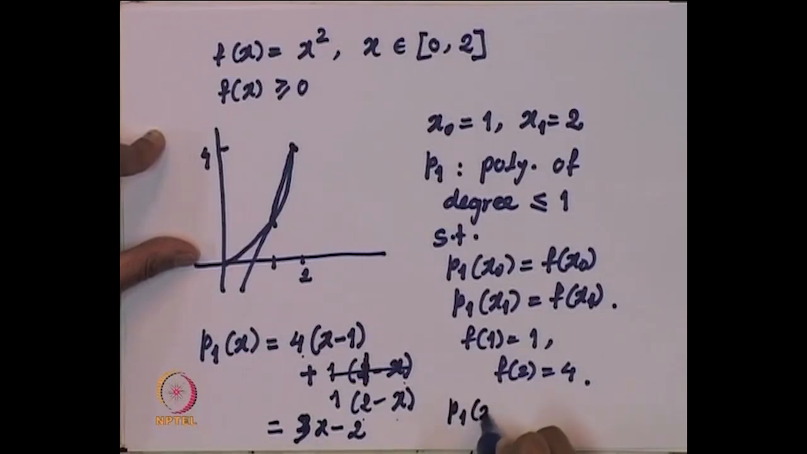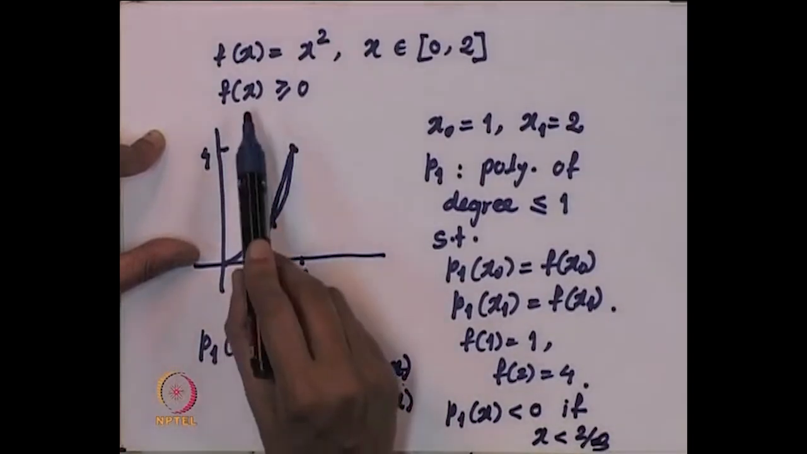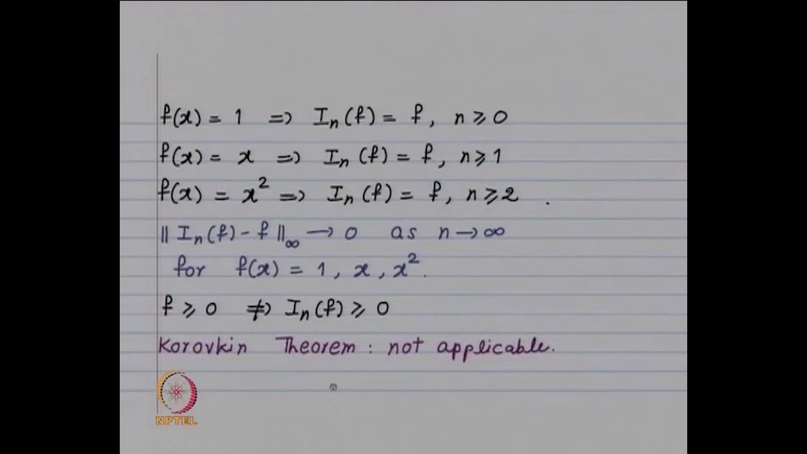P 1 x will be less than 0 if x is less than 2 by 3. So, even if f x is bigger than or equal to 0, p 1 x need not be bigger than or equal to 0, and hence you have the Korovkin theorem. It needs the map to be positive, which is not the case, and hence it is not applicable.